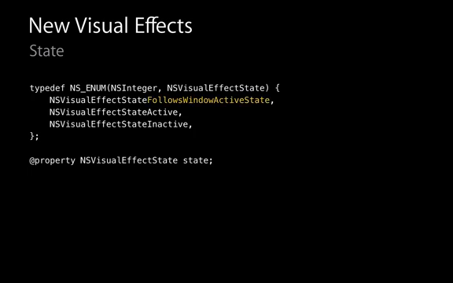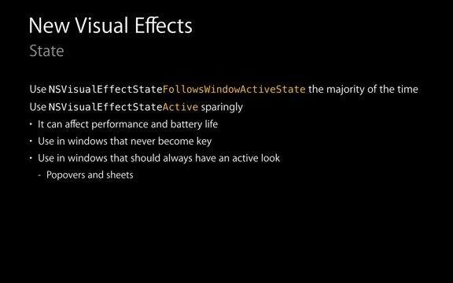It has follows window active state, which is probably what you want to do. What this means is when your window is key and active, that visual effect view will be key and active. But you may want to control it more explicitly, so you can explicitly set the active state or explicitly set the inactive state and have full control over this. You want to probably always use the follows window active state value, because if your window becomes key and non-key, it'll automatically do the work for you and you don't have to do anything. You want to use the active state explicitly very sparingly.